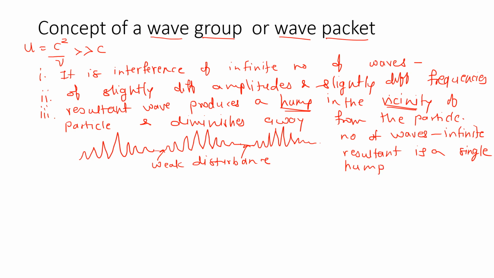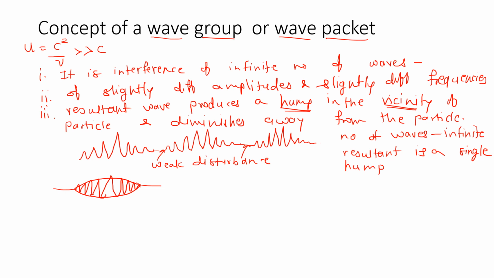When the number of waves becomes infinite, the region of separation between the two wave groups will be wider and wider. And finally, in the limit, when the number of waves becomes infinite, it becomes a single hump like this. So this will be the resultant wave, a single hump.